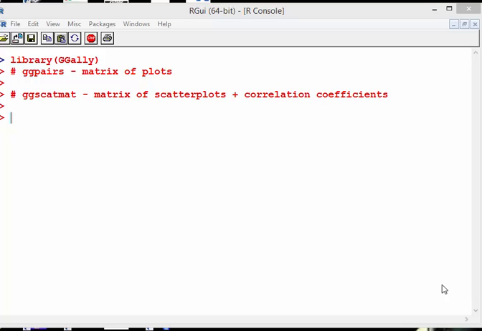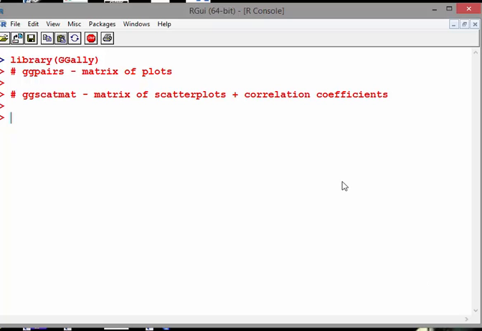Okay, in this presentation, this is a sort of follow-on from the ggpairs presentation. So what we're going to do here is look at ggscatmat, which is a matrix of scatter plots and also the correlation coefficients. Now for this we are using the library GGally, capital G, capital G, ally. Also, it is handy to have, just in case, ggplot2 and a couple of other things as well. So let's get straight into it.